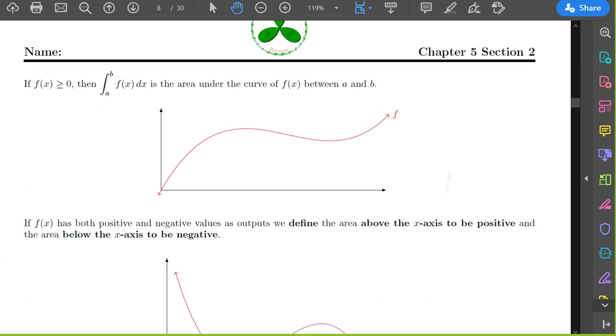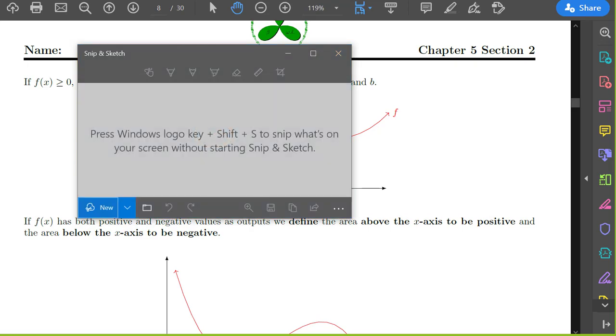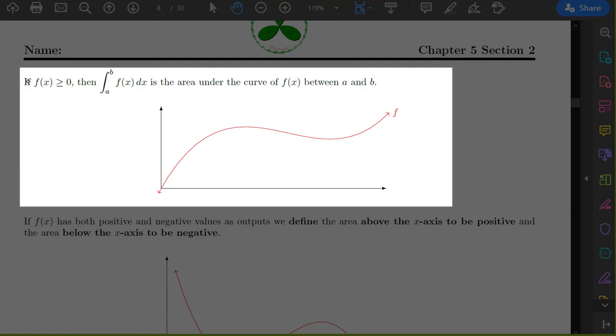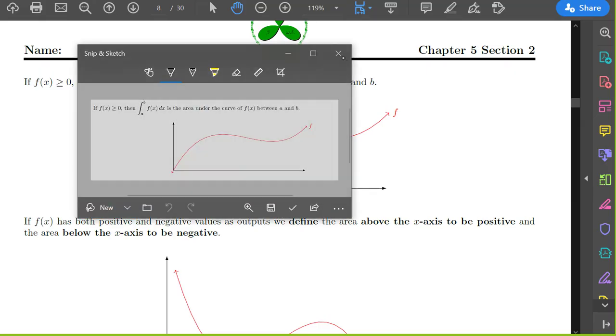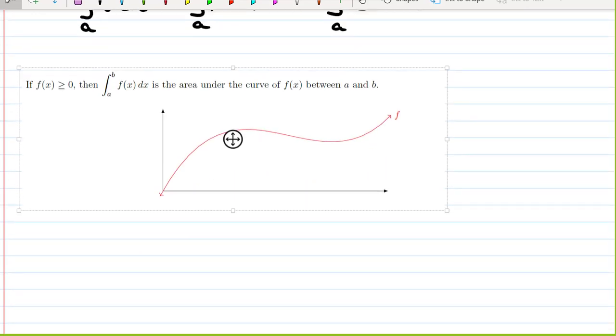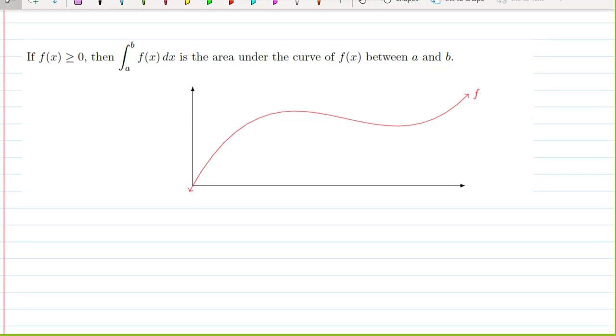All right. Now let's talk about, well, what does the definite integral represent? So if we connect back to the Riemann sums that we were talking about last time, if f of x is greater than or equal to 0, then the integral from a to b of f of x dx is the area underneath the curve f of x in between a and b.